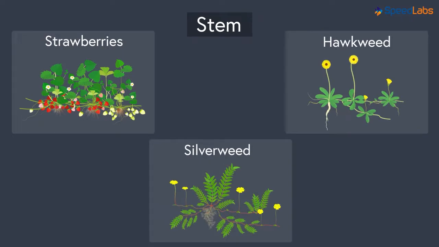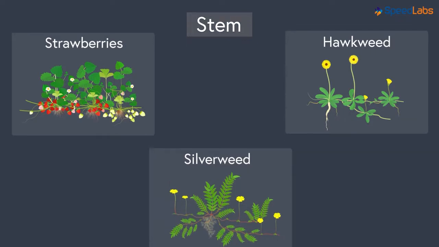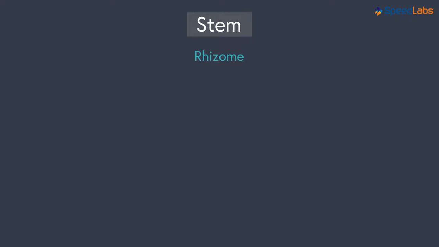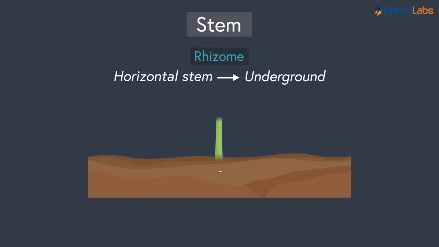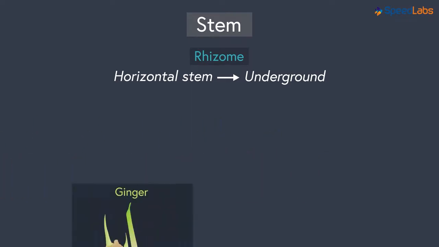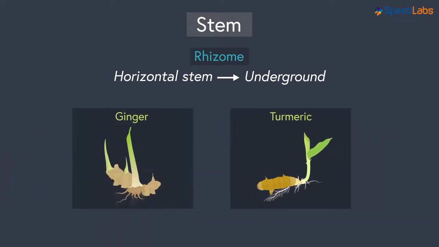The next part used for propagation is also included in the list of stems. The part is called rhizome. Now what could this be? Just like the stolon, even the rhizome is a horizontal stem, but it grows underground. Yes, underground. The structure arises from the stem and runs perpendicular to the force of gravity. The structure is capable of giving rise to new roots below it and even shoots above the surface of the soil. Plants like ginger and turmeric reproduce in this manner.